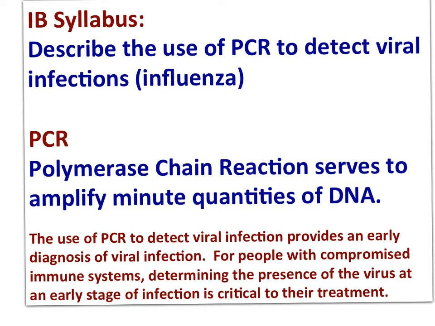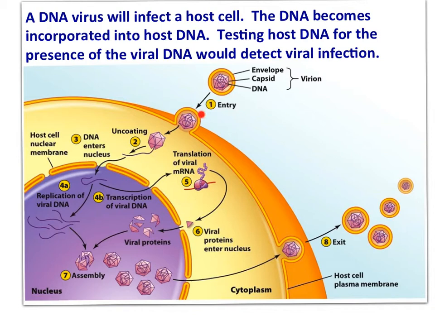A DNA virus will infect a host cell, as can be seen in this image. The DNA becomes incorporated into the host DNA. Testing host DNA for the presence of viral DNA would detect viral infection, and this can be done. Cells of the host can be sampled, and the viral DNA can be detected using PCR. Pay close attention in moving forward.